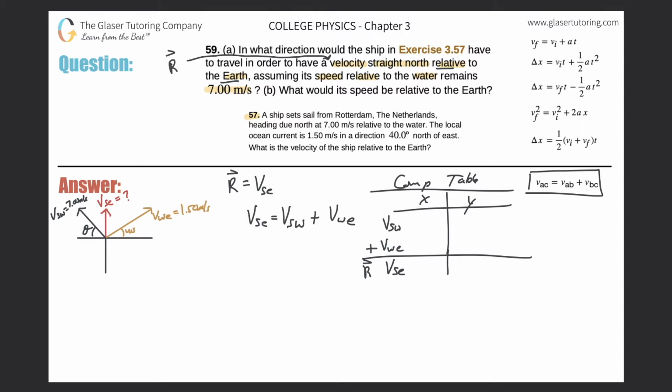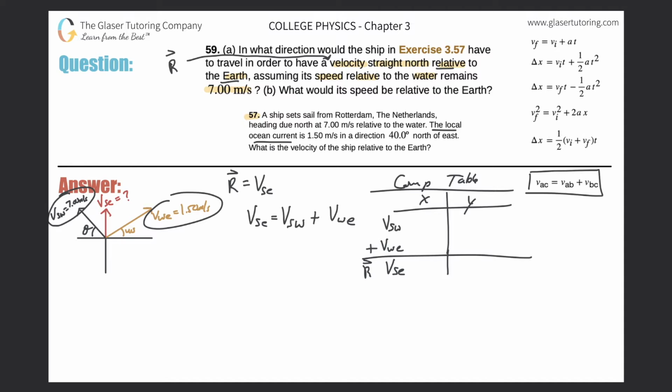Now, do we have these pieces? Well, take a look at the picture. We do, right? Here's the velocity of the ship relative to the water. It was 7.00 meters per second. They told us that in the problem directly. They said if the speed relative to the water, meaning the ship's speed relative to the water, remains 7.0. That's how I knew it was the velocity of the ship relative to the water.